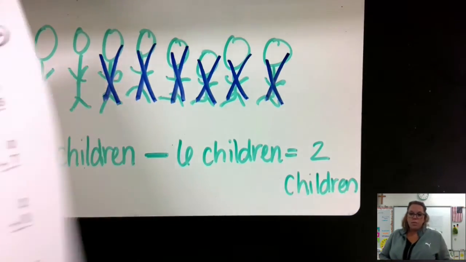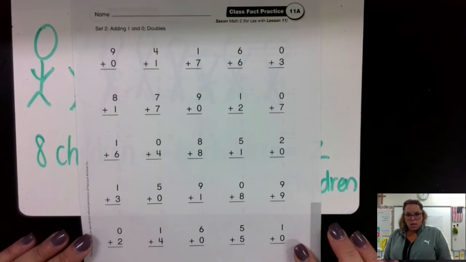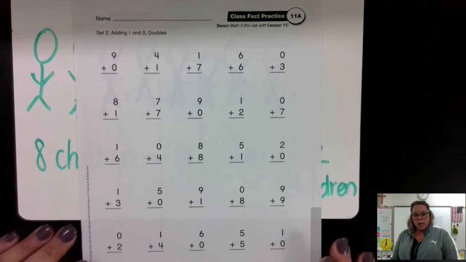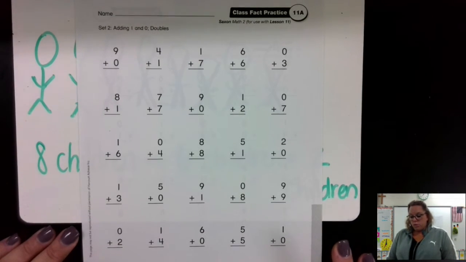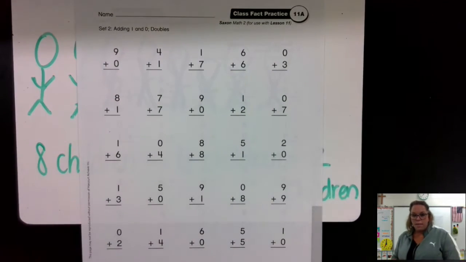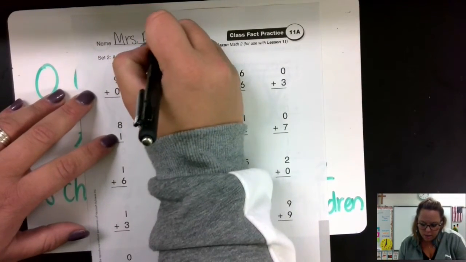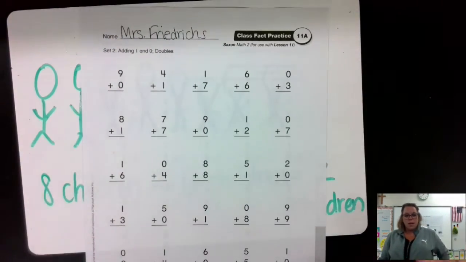What I'd like to do right now with you first grade is give you a chance to practice your facts. These are going to be your adding ones and zeros, which we just started learning about, and it's also going to give you a review of your doubles. You're going to have 2 minutes to work on this sheet. I'm going to put my name on it even before I start the timer. So why don't you go ahead and make sure that your name is on your paper.